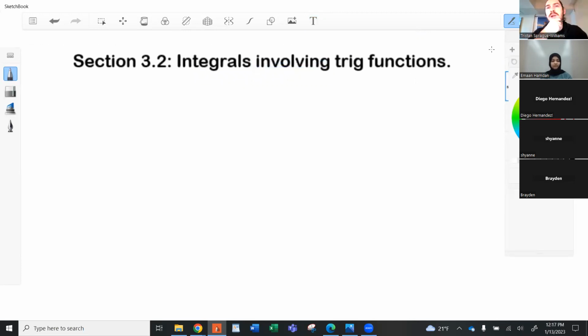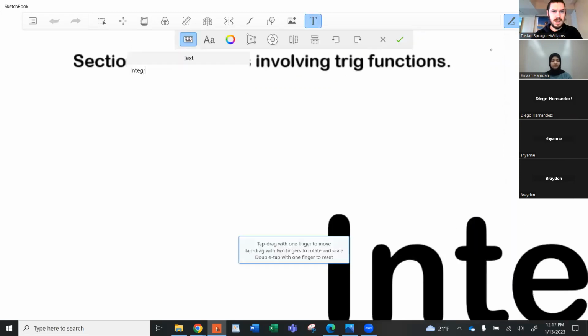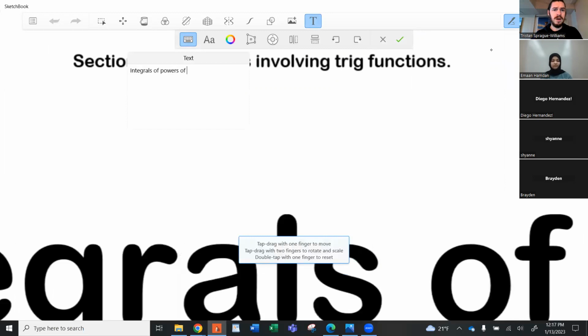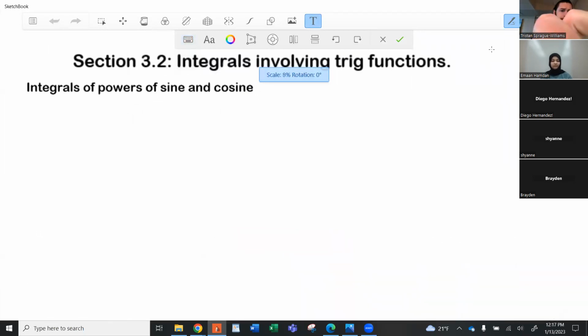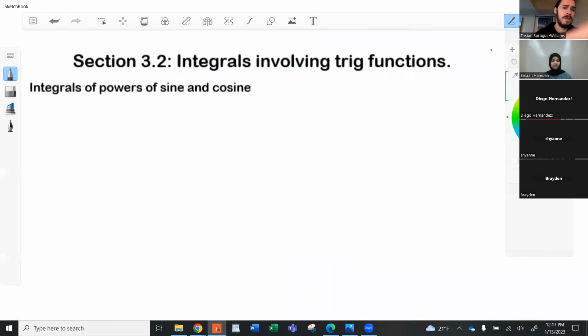One of the things we look at in this section is integrals of powers of sine and cosine. Okay. Let's go through what we know. Let's do it with sine. Here's an easy one, right? If it's just sine to the power 1, then we just get negative cosine.